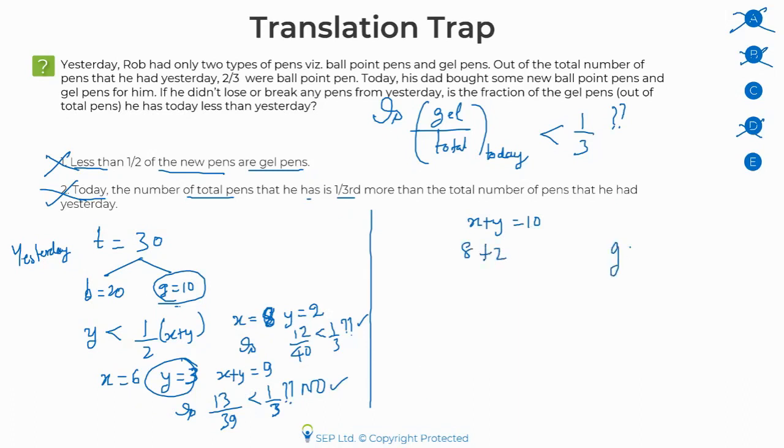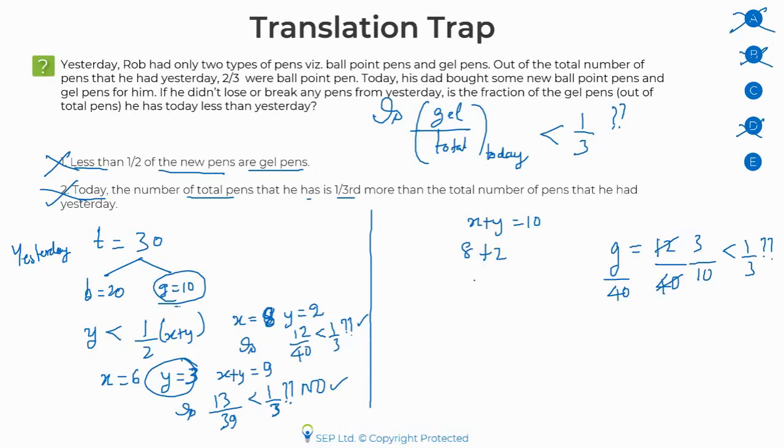Now if you look at this, X plus Y equal to 10, remember I can take 8 plus 2. So what are the gel pens? The gel pens are 10 plus 2, 12. Total is 40 now, because 30 plus 10 is 40. Is 12 by 40, what is 12 by 40? 4 threes are 12, 4 tens are 40. Is 3 by 10 less than 1 by 3? Definitely yes. But is this the only set of values I have to take?